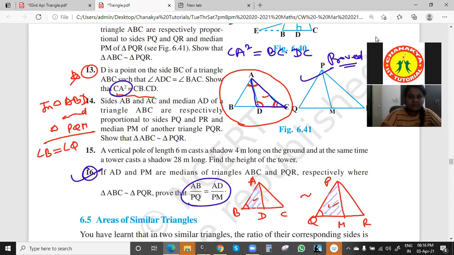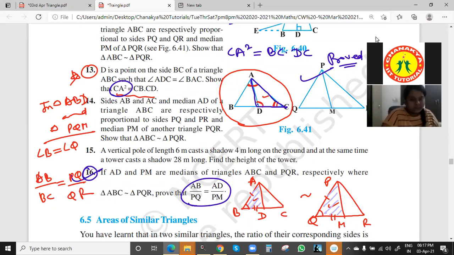Now, again, as the triangles are similar, we can say AB by BC will be equal to, in place of AB, PQ will come, and for BC, QR will come. Because by CPST, if triangles ABC and PQR are similar, then their corresponding sides will be in equal ratio, and all the angles will be equal. We have taken AB, then PQ, and BC, then QR, and the angle between these two sides, angle B and angle Q. Fine. So this will be by CPST, corresponding parts of similar triangles.